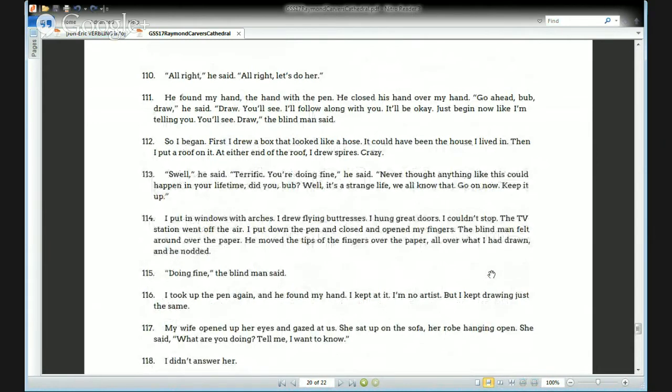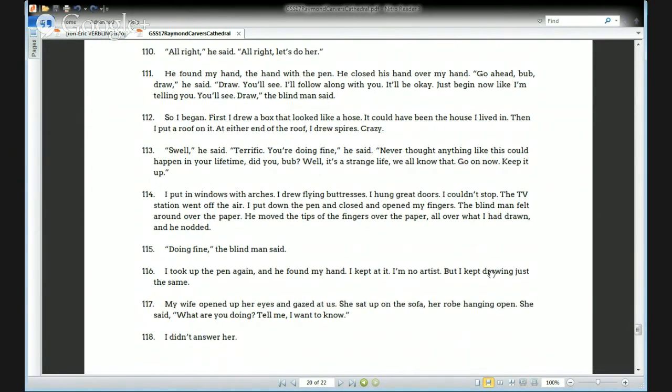He found my hand, the hand with the pen. He closed his hand over my hand. Go ahead, Bub, draw, he said. Draw. You'll see. I'll follow along with you. I'll be okay. Just begin now, like I'm telling you. You'll see. Draw, the blind man said.